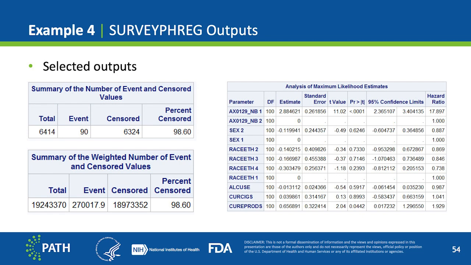AX0129_NB showing strong association, which makes sense. If you report ever having gum disease before you had your adult interview, the likelihood for you to report gum disease again in a future wave is 17 times higher than the aged-up adults who never report having gum disease.